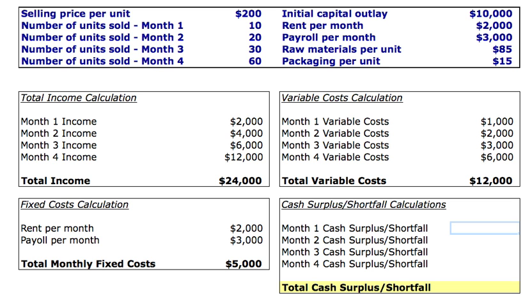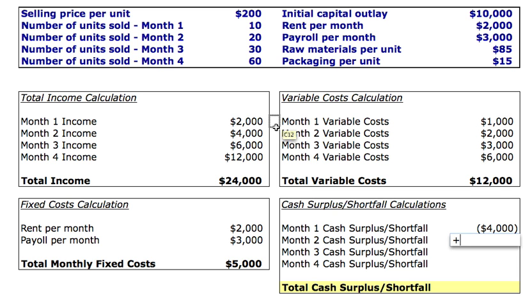Now, this is where we get to the actual cash surplus and shortfall questions, which in this exercise is the final answers. So what we are going to do is take our total income in month 1, and subtract out the monthly fixed costs, because that's going to occur each month, as well as subtract the monthly variable costs, because these are associated with the products produced in that month. So we arrive at a $4,000 cash shortfall.